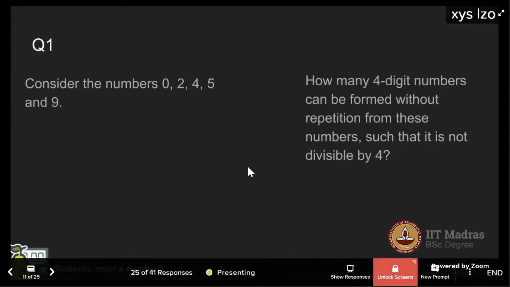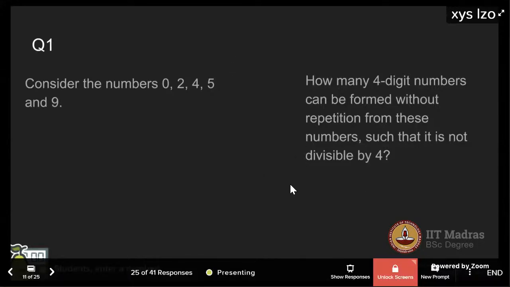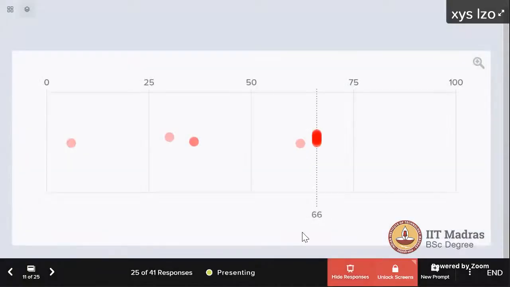Okay, do you guys need more time, or shall we move to the solution? Okay, let me see your responses. Yeah, the majority of you got it right. 66.